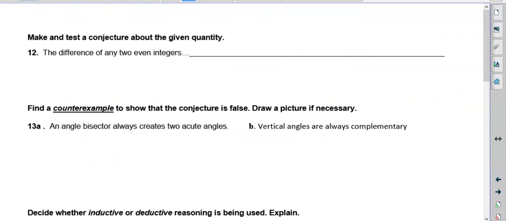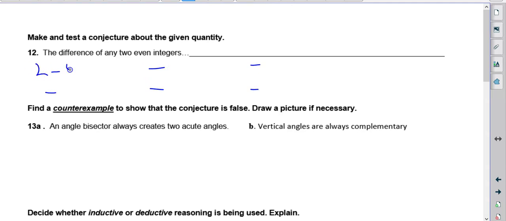Make a test and conjecture about the given quantity. The difference of any 2 even integers. Okay, so what do you think that's going to be? All right, kind of get in your head what you think it might be, and then let's test it. So I'm going to put a bunch of minuses here and do it a few times and see what we come up with and try different things.